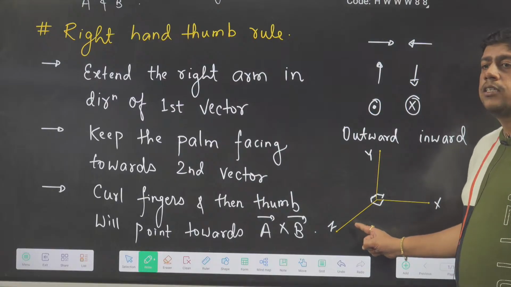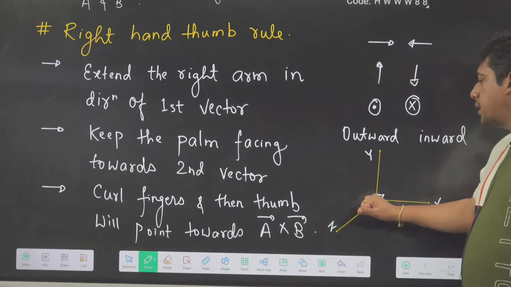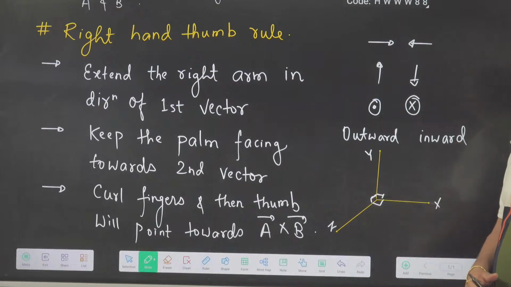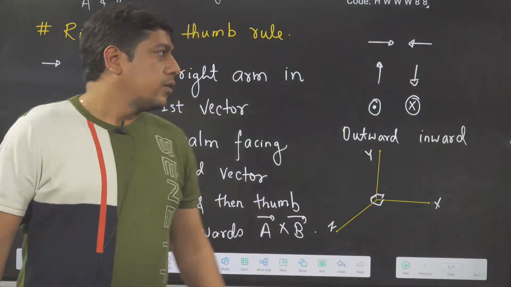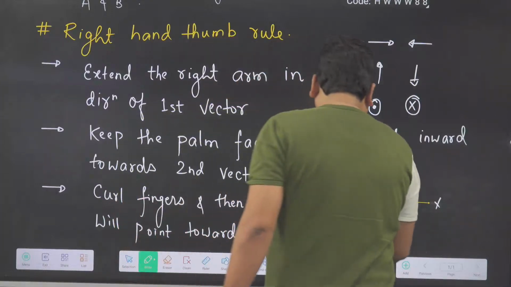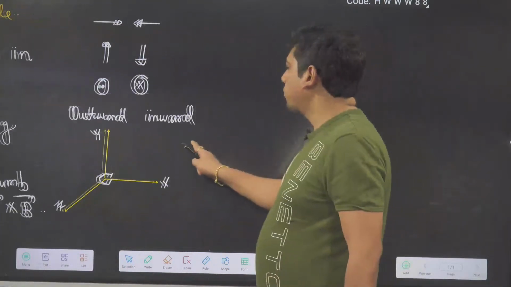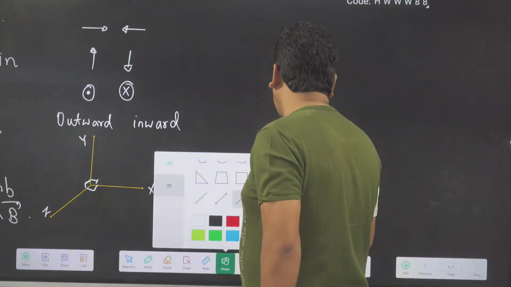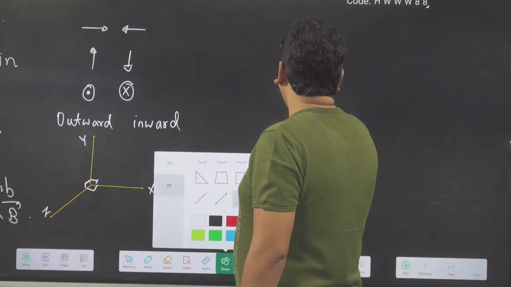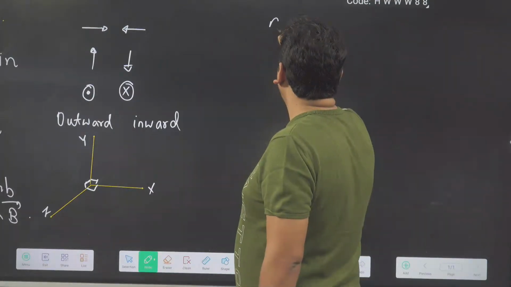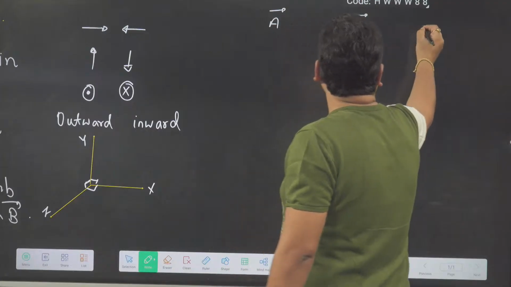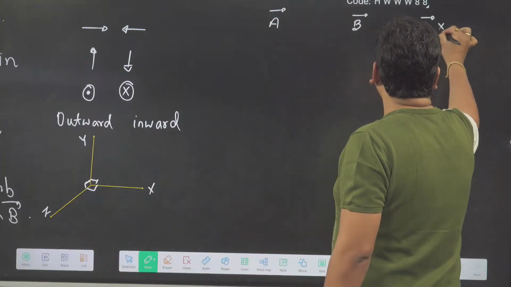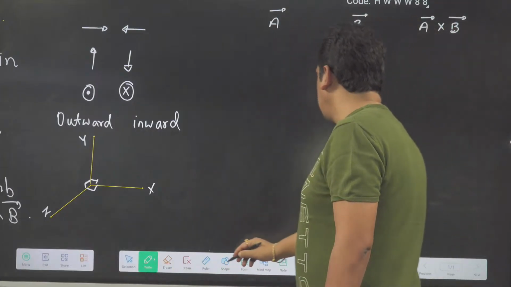This z-axis is not in the plane. It is perpendicular, means it is outward. Okay? It is outward. So let's say we have to find cross product. Let's say this is A vector, this is B vector. Here it is A cross B vector.